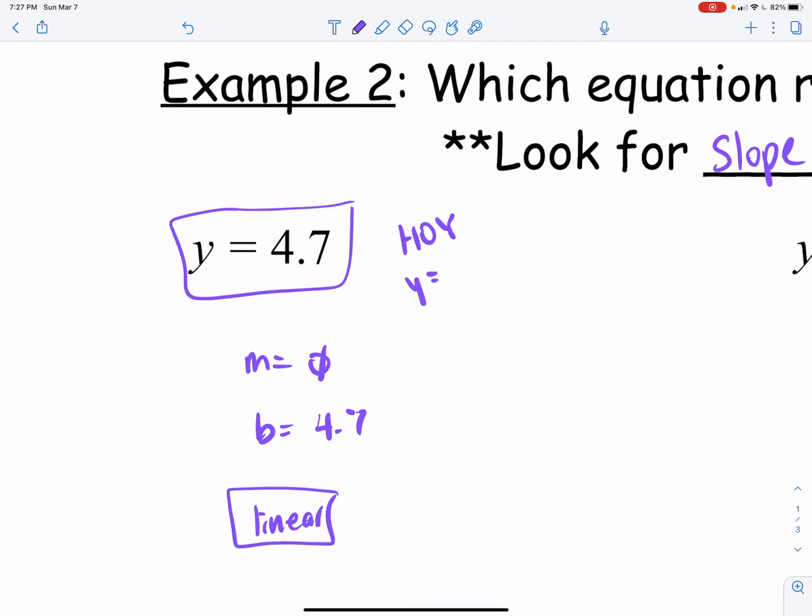Okay, remember, if you have y equals a number, that means it's a horizontal line, which means it has a slope of 0, which means it's y equals a number, right? That's what HOY stands for.